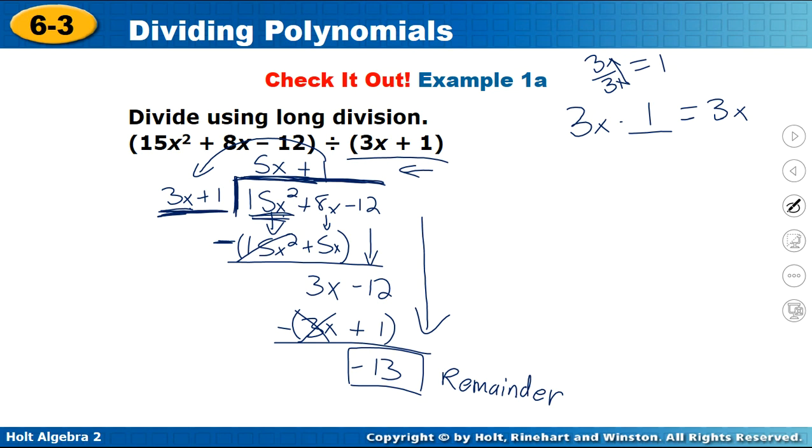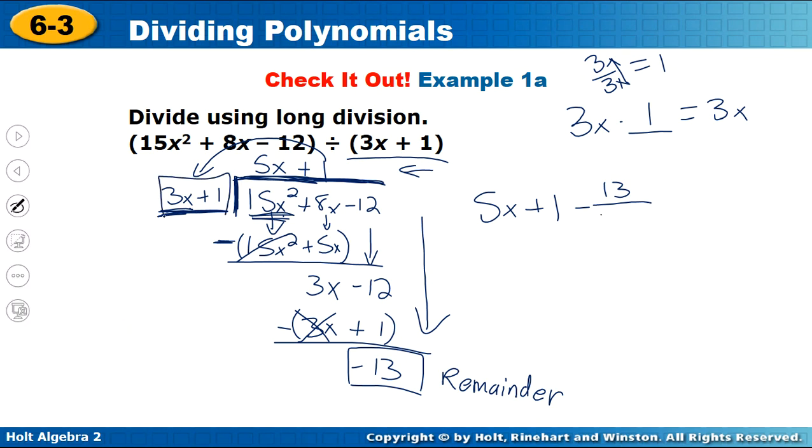All we have to do is add this part to the end of our problem. So you notice our answer is 5x plus 1 up to this point. But we have a remainder of negative 13. So what we're going to do, we're going to have that negative 13 over whatever we have up here, this 3x plus 1. All right, and that's our final answer.